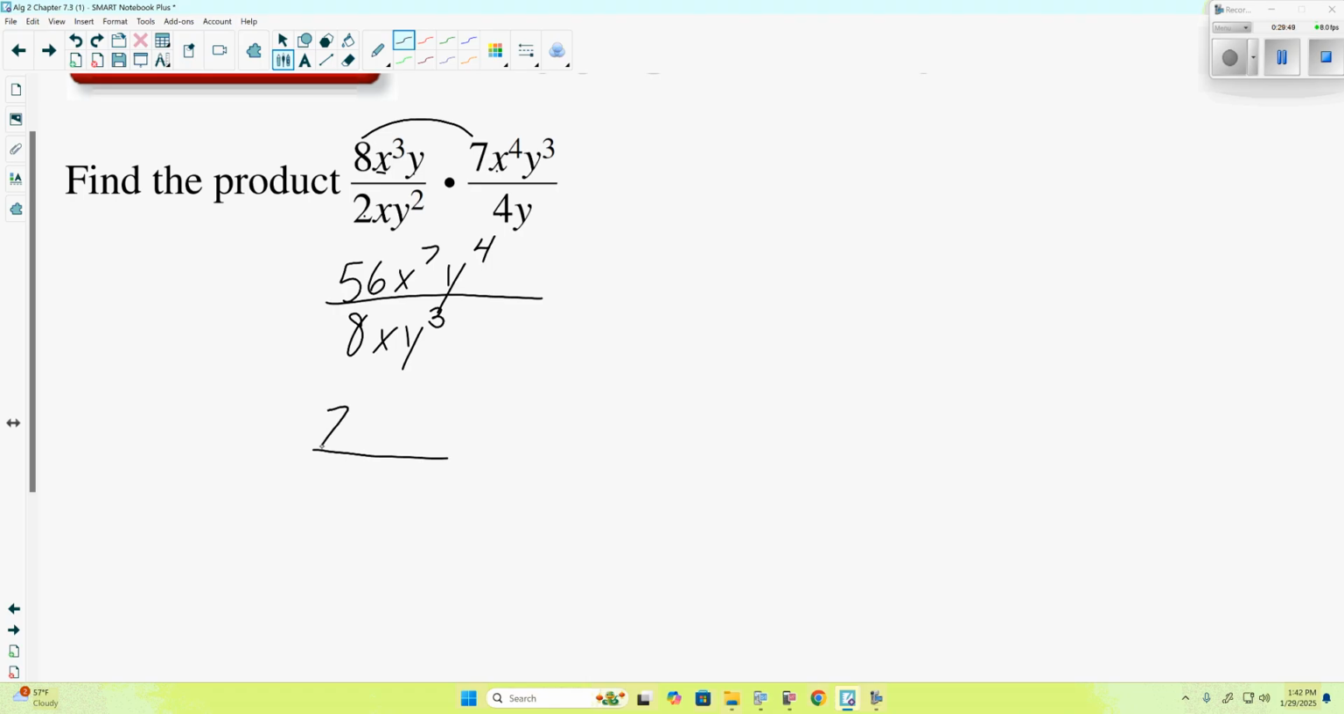56 divided by 8 would simplify to 7 over 1, or 7. x to the 7th over x, because we have 7 minus 1, which would give us x to the 6th. And since it's bigger on top, it stays on top. y to the 4th over y to the 3rd, 4 minus 3 is 1. And since it's bigger on top, it stays on top. It's easier that way. If it's easier this way, do it this way.